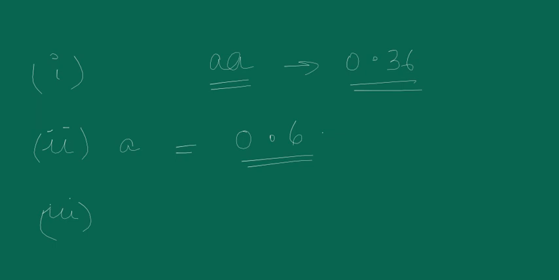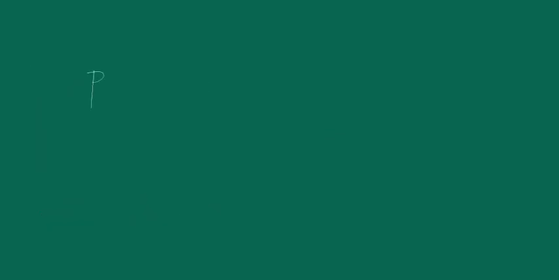See, capital A allele they are asking. You should understand that there is another equation according to the Hardy-Weinberg law. We will write p plus q is equal to 1, where p is the frequency of the dominant allele, and q is the frequency of the recessive allele. So it is 0.4. Okay, so you can write 0.4.